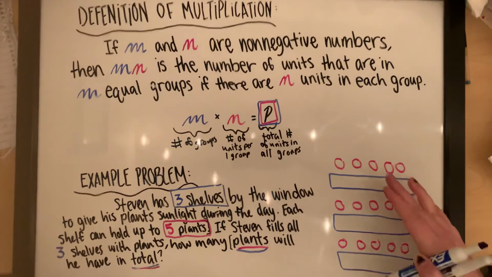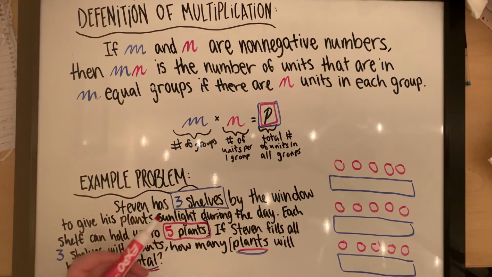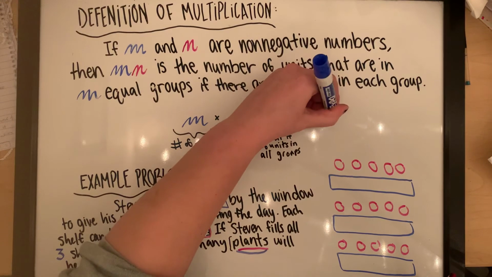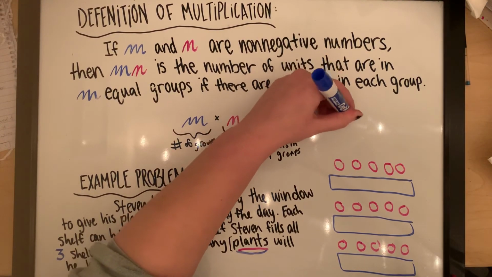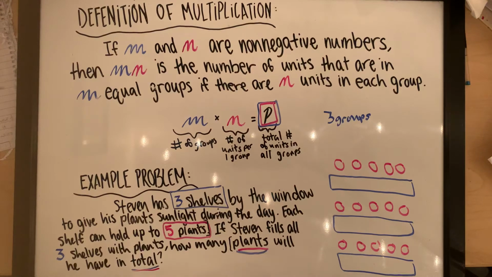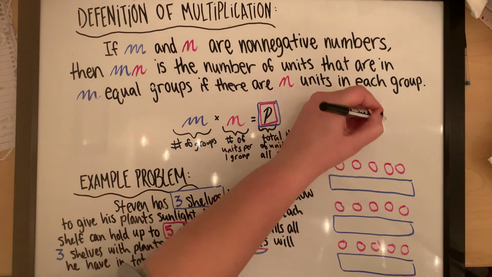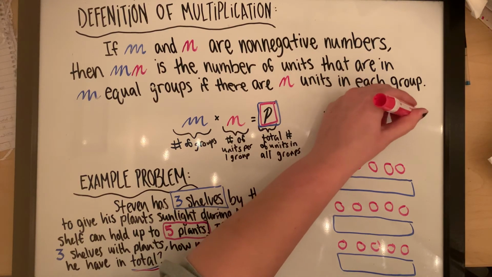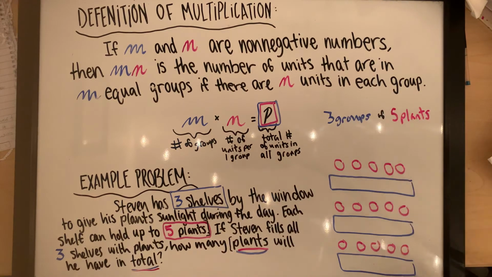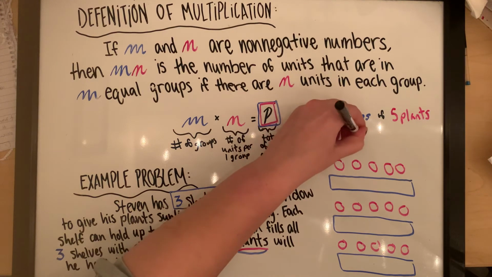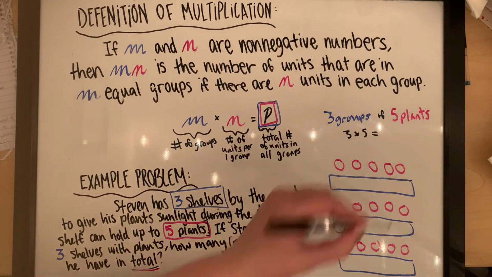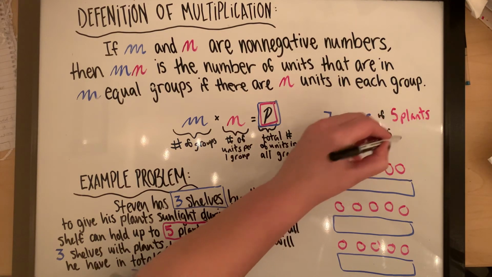You could add up all of your plants, or you could multiply 3 times 5, because we have 3 groups of 5 plants. We can do 3 times 5 to find the total number of plants that Stephen has, which is 15.